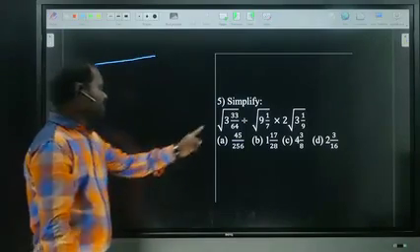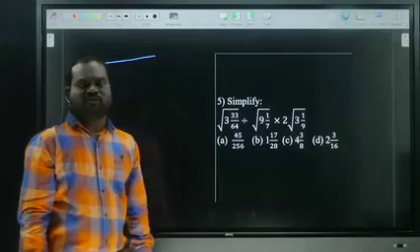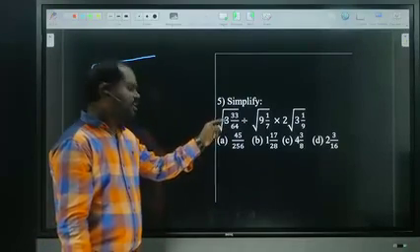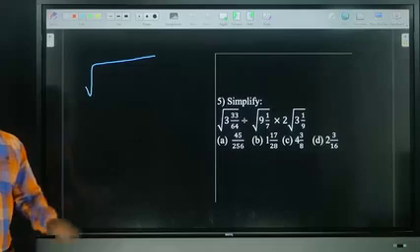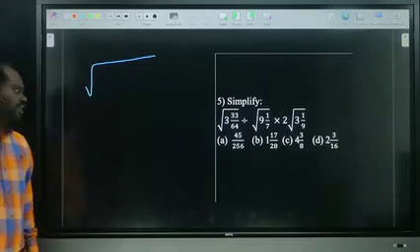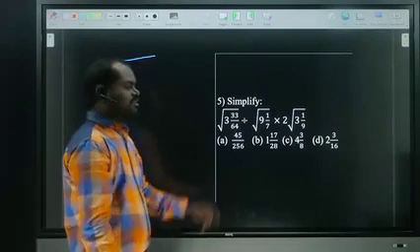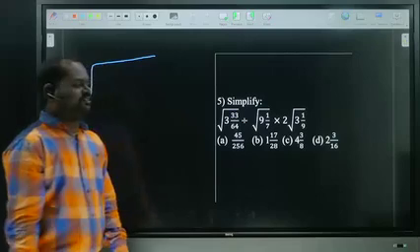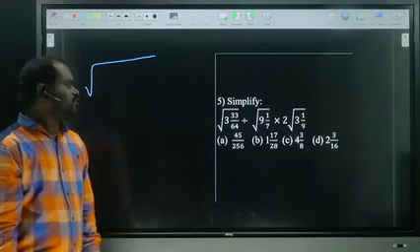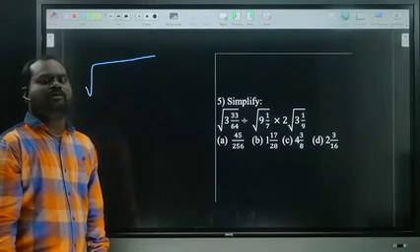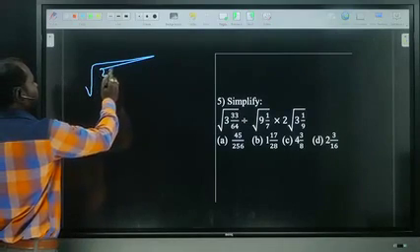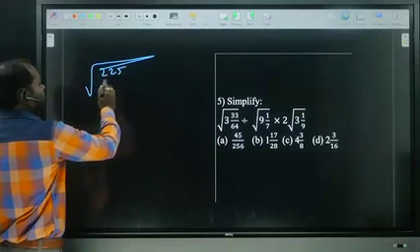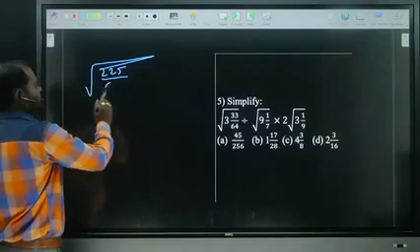It is a mixed fraction, so by conversion, 64 into 3, how much? 192. 192 plus 33, how much? 225 by 64.